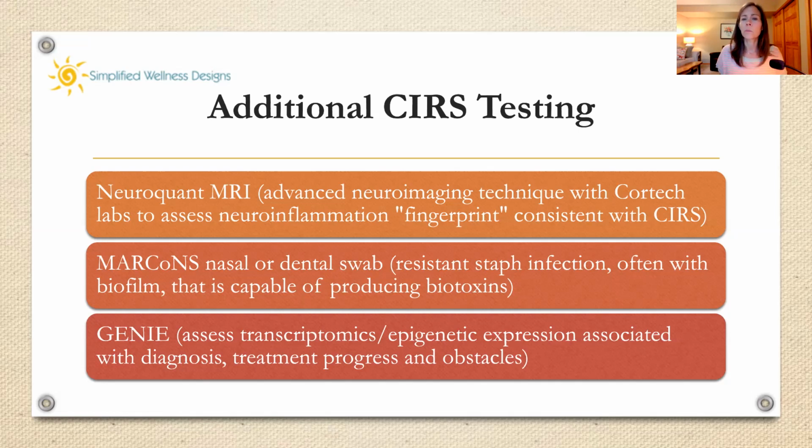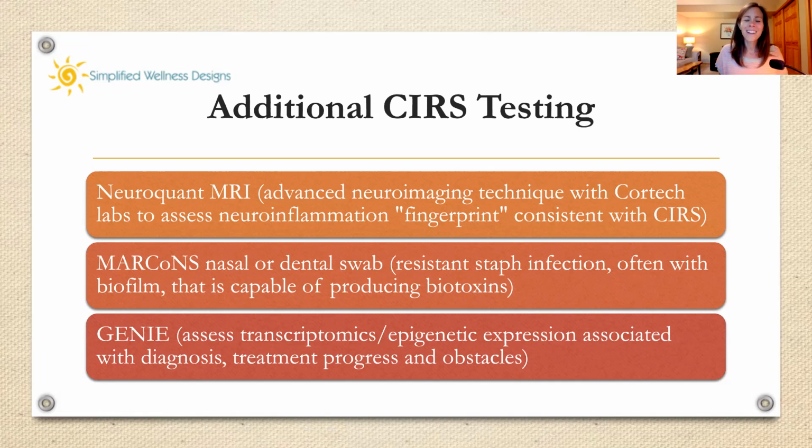And if you do, it's an important part of the treatment to have that addressed, because it is a biotoxin producer in and of itself. And it can really be an obstacle to recovery if you have Marcons and do not treat it. So that is one of the additional CIRS tests beyond the blood labs.